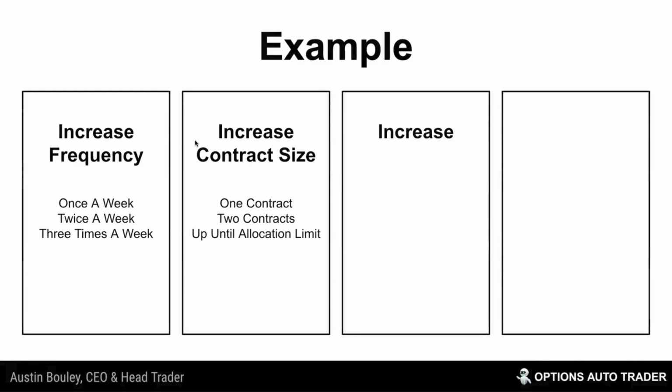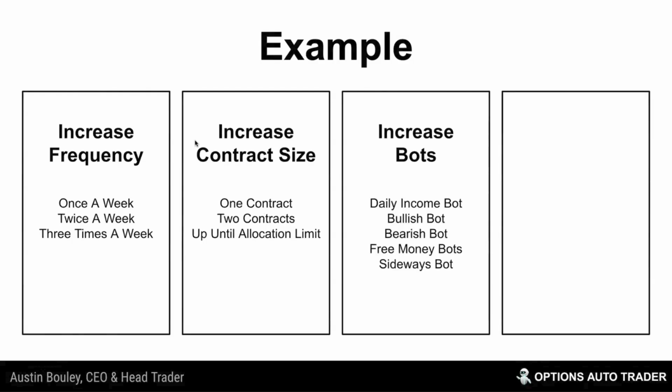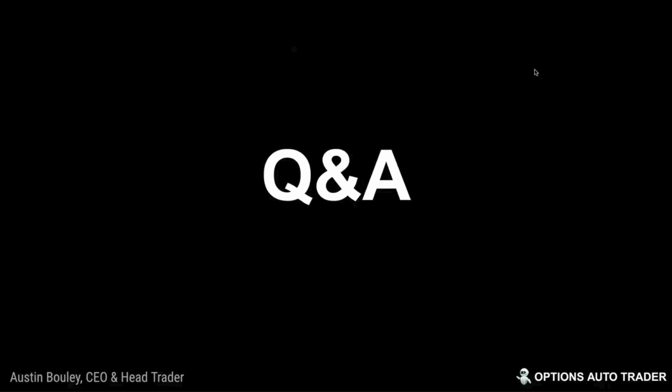Once we've increased the contract size up to what we can allow, then we'd be like, okay, cool, we have 8 grand. Maybe we should open up another bot. And then we can think about doing a free money bot or a sideways bot or something like that. But that is the framework you follow. You have extra capital, whether you're adding funds to the account or you made money. What do you do? You increase frequency, increase contract size, increase bots, then you diversify bots. So that is that section.